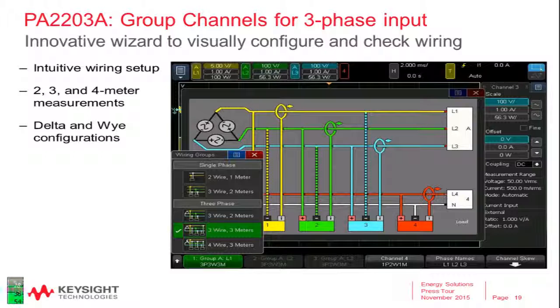Therefore, it's just follow the instructions. Tell it what you want, it will tell you how to wire it up. It gives polarity of signals, it tells you where to make the connections from the power system to your device that you're trying to measure. So this is an easy way to help customers, to help engineers ensure that they're correctly connected.